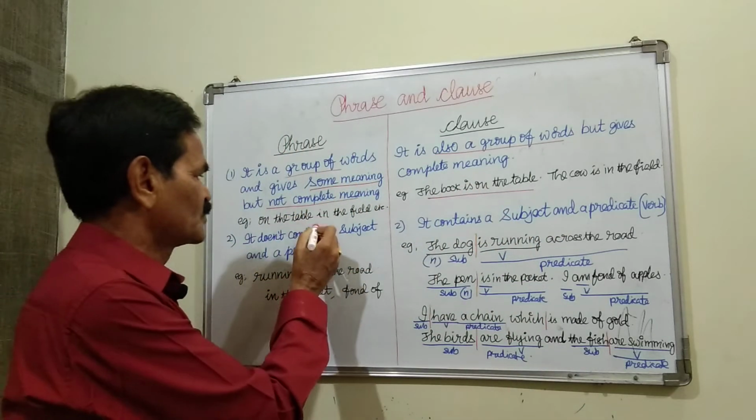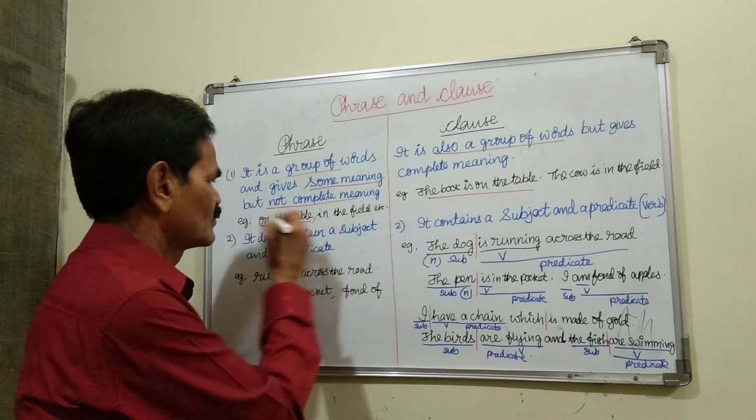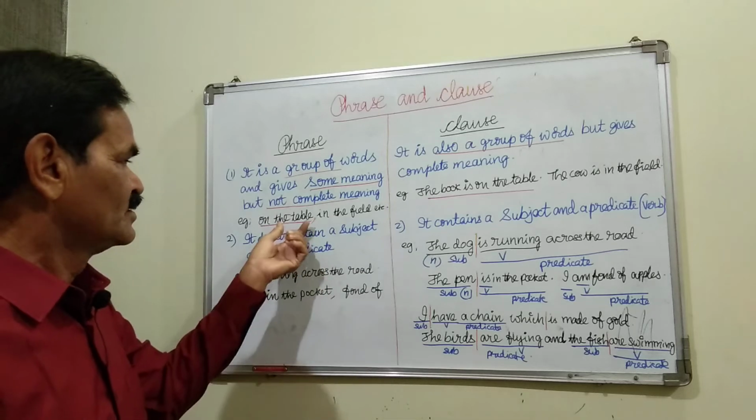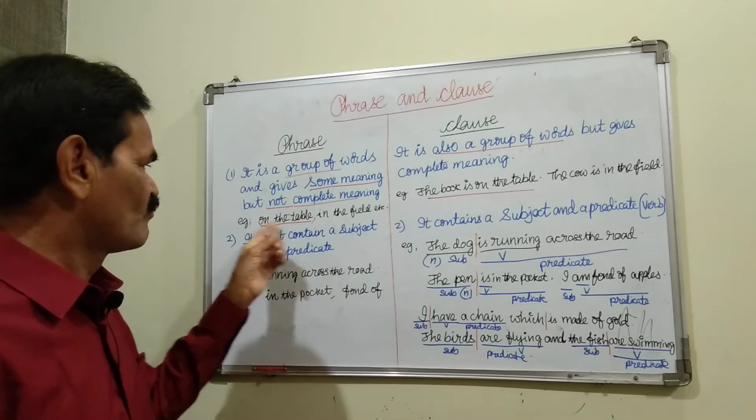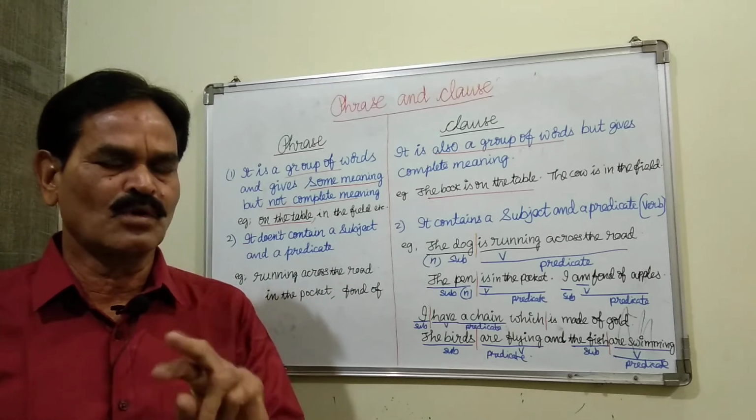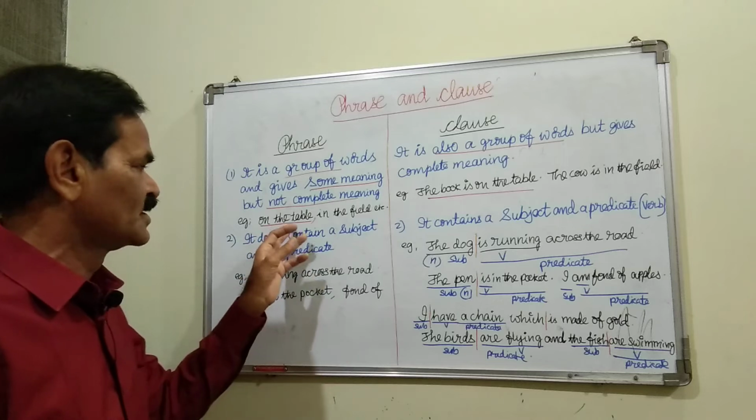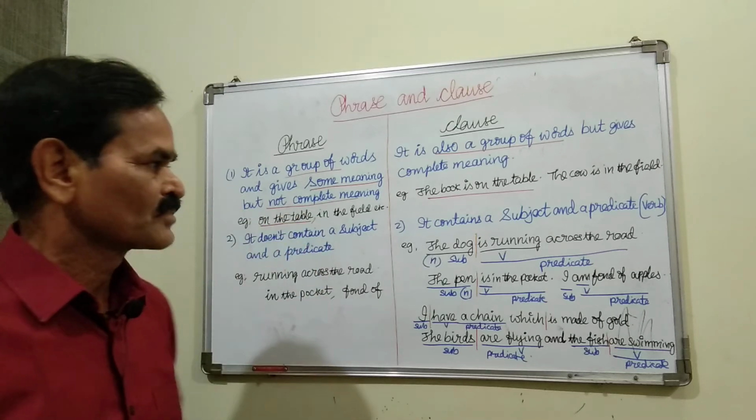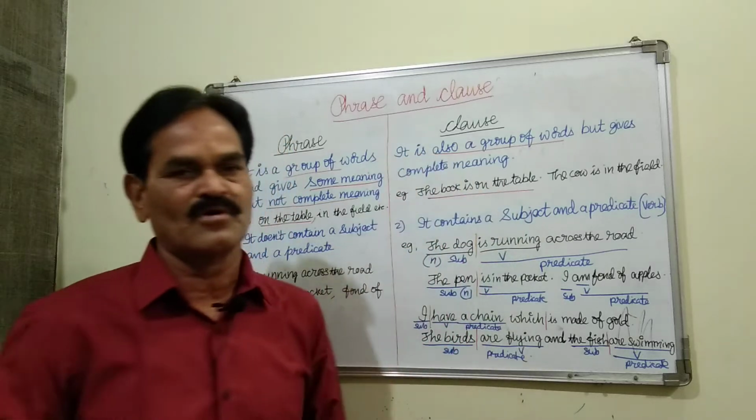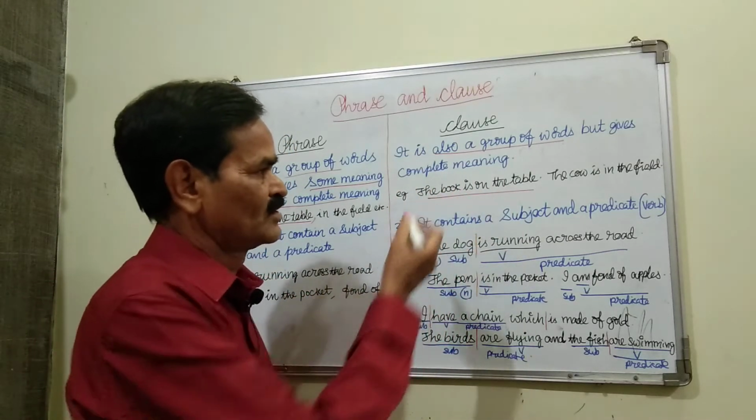And on the table gives only some meaning but not complete meaning. That's why it is called a phrase. It is a group of words, on the table. When two or more words come together, they become a group. That group gives some meaning, and it is called a phrase. The book is on the table is also a group of words, but here it gives complete meaning. That's why it is called a clause.